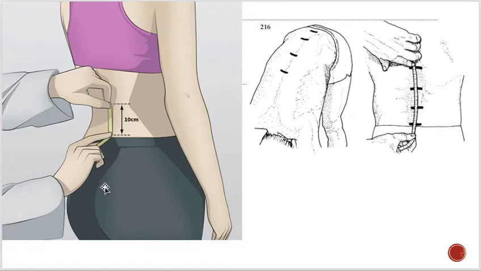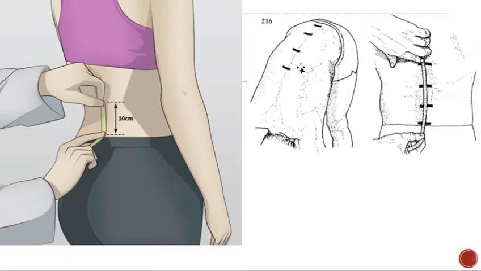There are two or three ways to do this test. Then we ask the patient to bend completely forward, like this, and we measure the distance, to see whether these lines are getting apart or not, right?